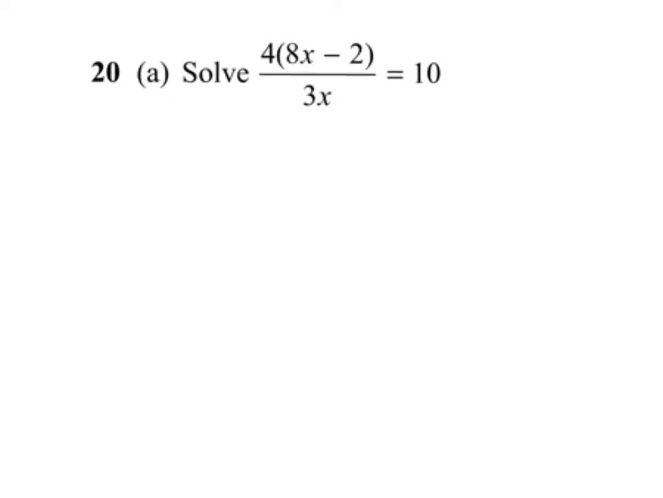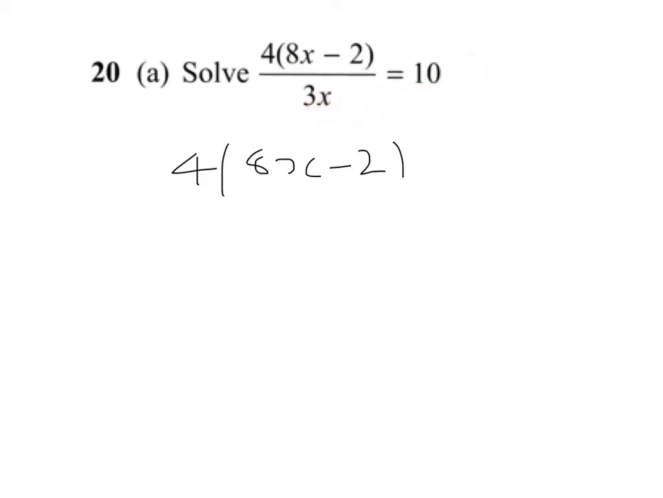So in this question we've got to solve 4 lots of 8x minus 2, divided by 3x, equals 10. So we'll start off writing the problem out. As the first line's been written for you, you can start off by moving your 3x, which is dividing, across to the right hand side.